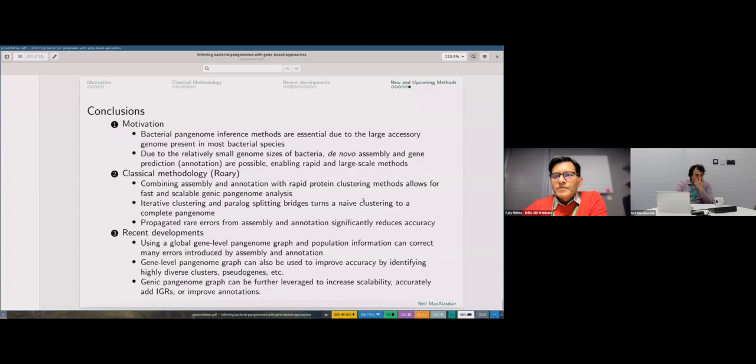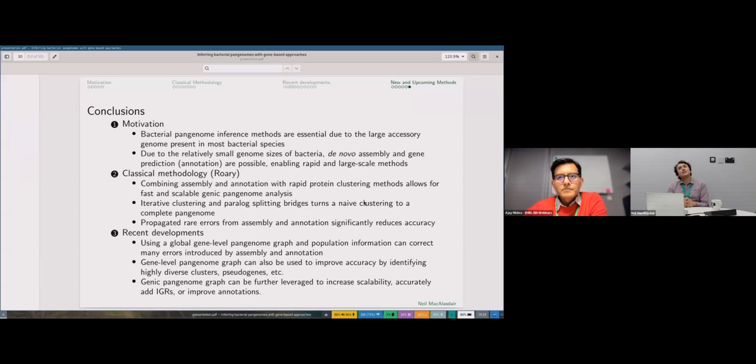Can you speak about Panaroo's error rate when using short read assemblies versus assemblies made with long reads? We've not done any in-depth benchmarking about that. I mean, higher quality assemblies almost always are more accurate in pangenome analysis. I'm trying to think if we've ever really looked at that in detail.